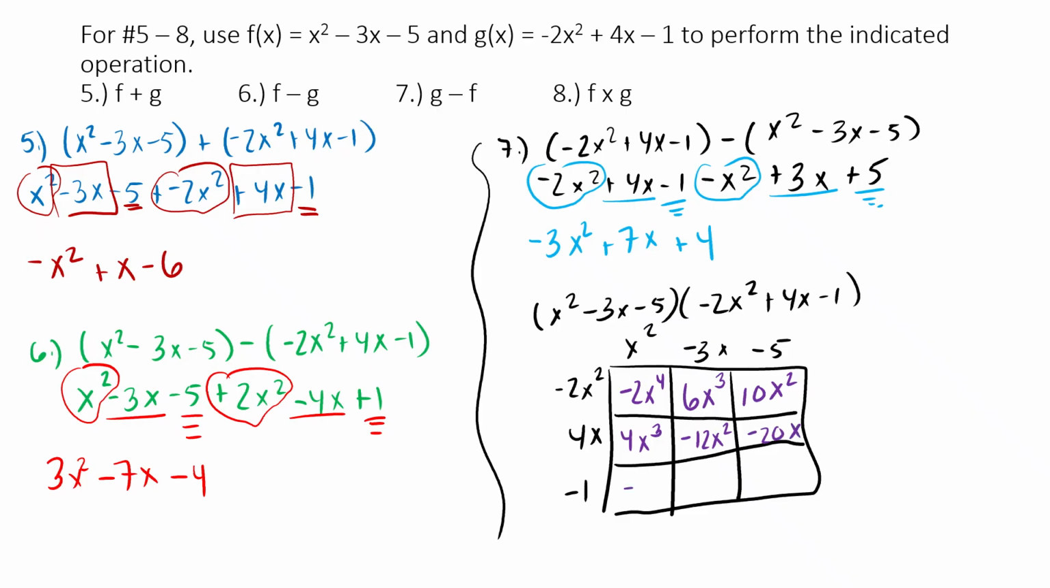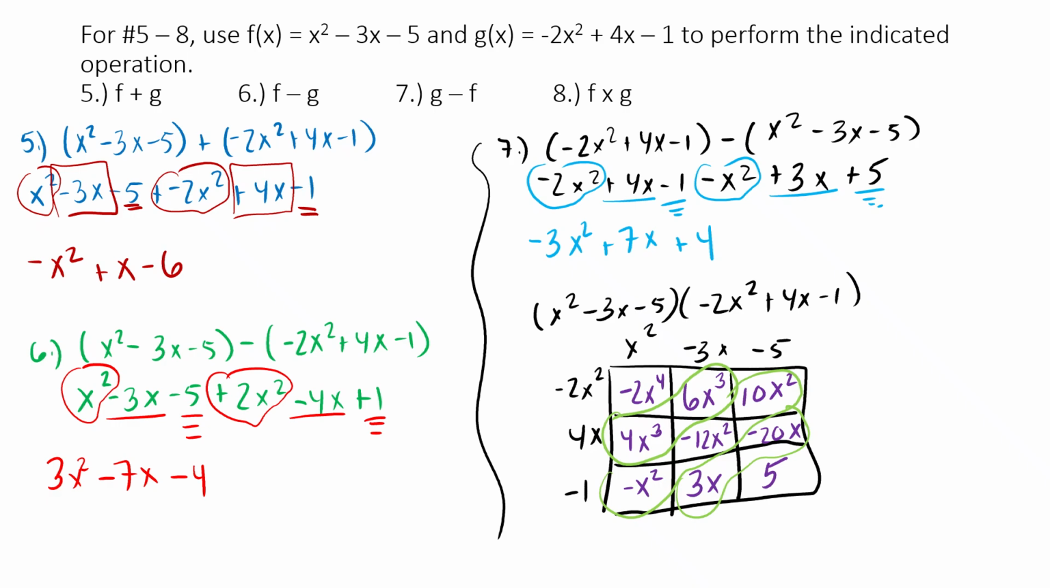x squared times negative 1 is negative 1x squared, or just negative x squared. Negative 1 times negative 3 is positive 3, so we'll have positive 3x there. And negative 1 times negative 5 is positive 5. And wow, I love this. My like terms are on the diagonal there, which makes it much nicer for adding.